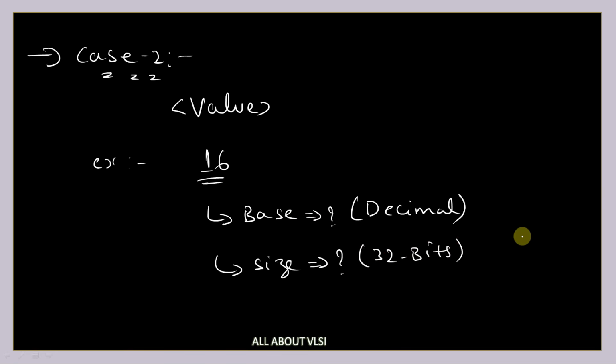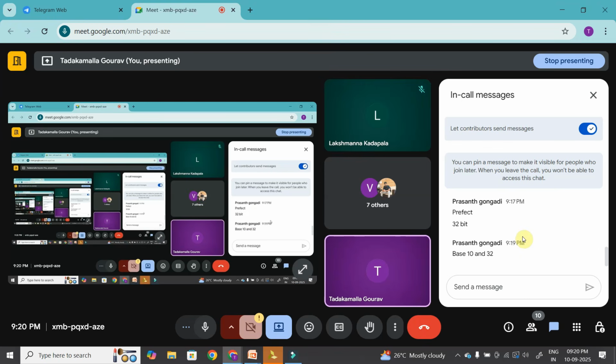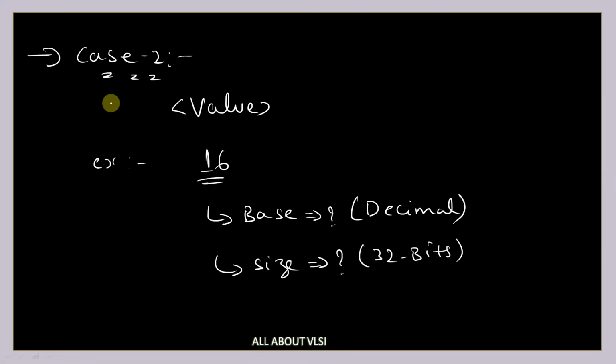If you want to represent it in octal or in binary, you need to mention the base. Or if you're not mentioning the base, then it will be considered as a decimal number. Is it clear? Shall we move forward? Exactly, base 10 and 32. Correct. So that was about your numbers.